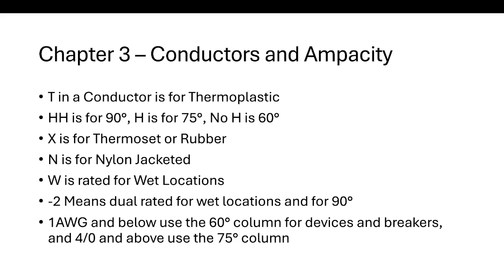So, for 1 gauge and below, you use the 60-degree column for devices and breakers. And for 4 out and above, you use the 75-degree column.